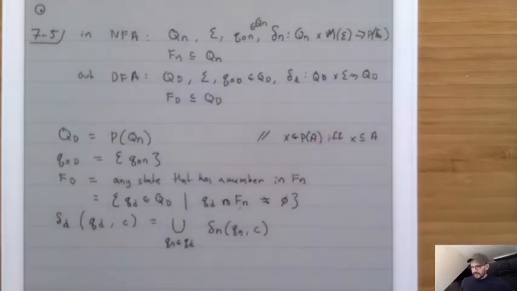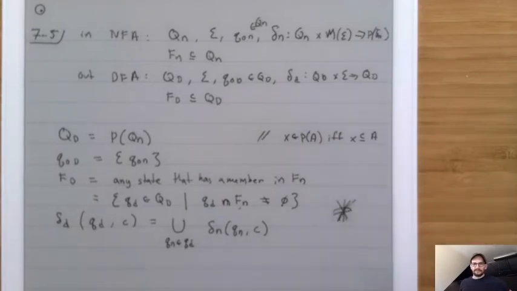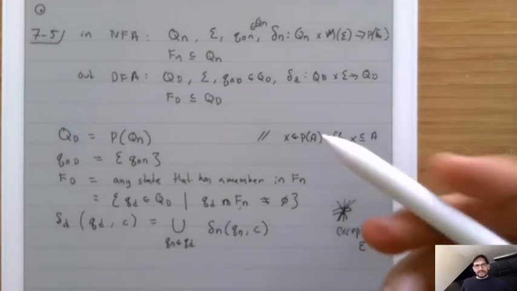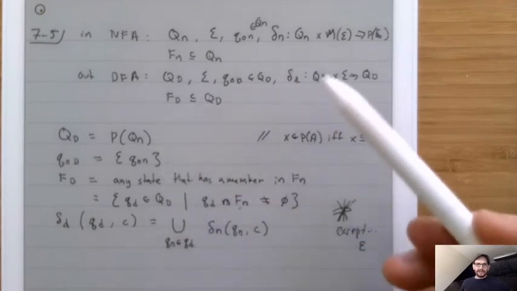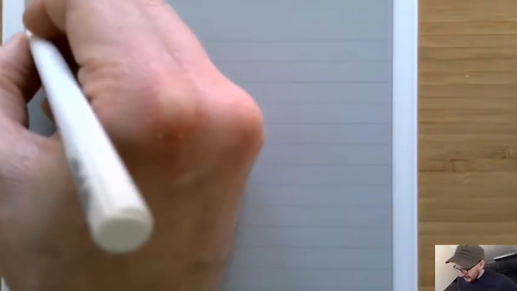Okay, so this right here is what we want, except asterisk. Okay, except for epsilon. Notice that in this discussion right here, we never dealt with the fact that delta n also has this whole epsilon thing.